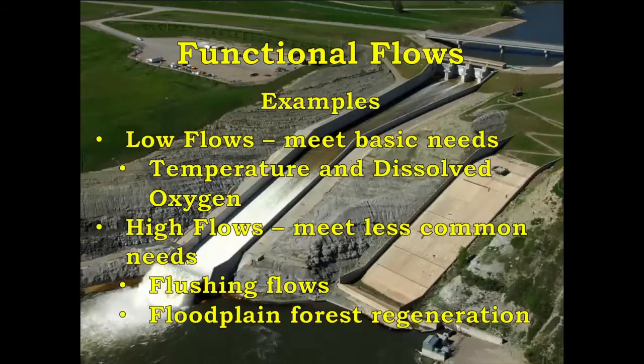So for example, a functional flow may be defined for any level of flow. It may be the very lowest flows. So in that case, maybe we're just trying to support the survival of specific organisms. So provide the flows that will meet the temperature and dissolved oxygen demands of that organism.